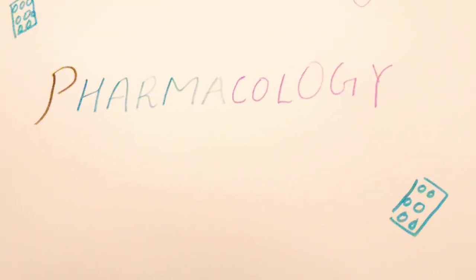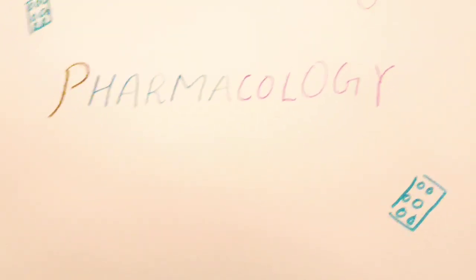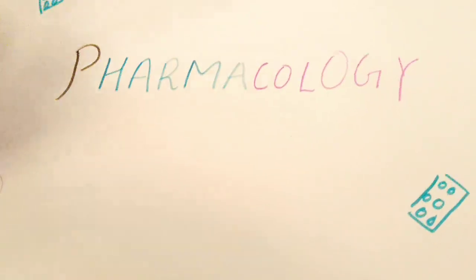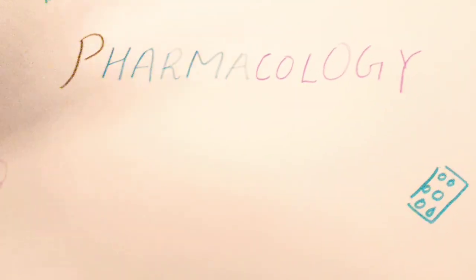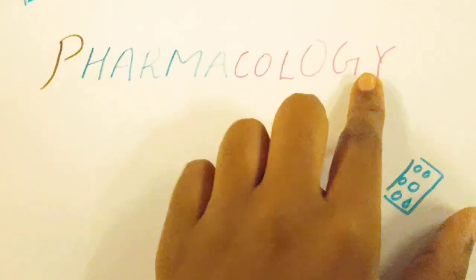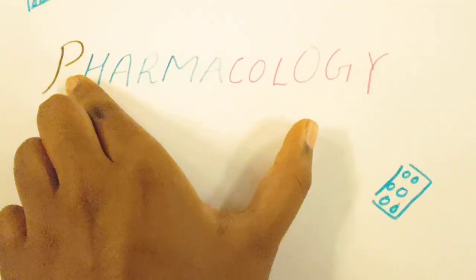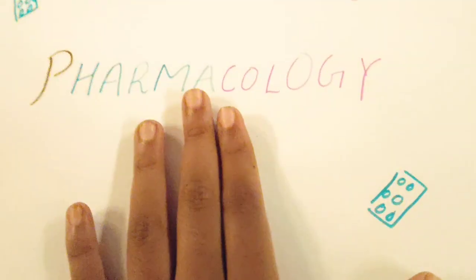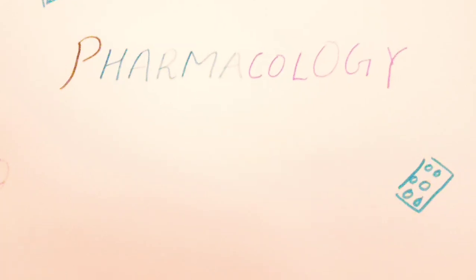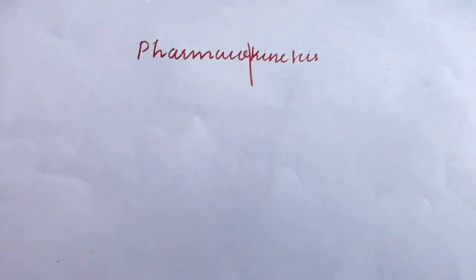Pharmacology. The word pharmacology is something related to drugs. We can cut these into two words, pharma and ology. Pharma is always related to drugs and ology is related to study. So we can say that pharmacology is a study of drugs. Before learning anything, we should learn about pharmacokinetics.